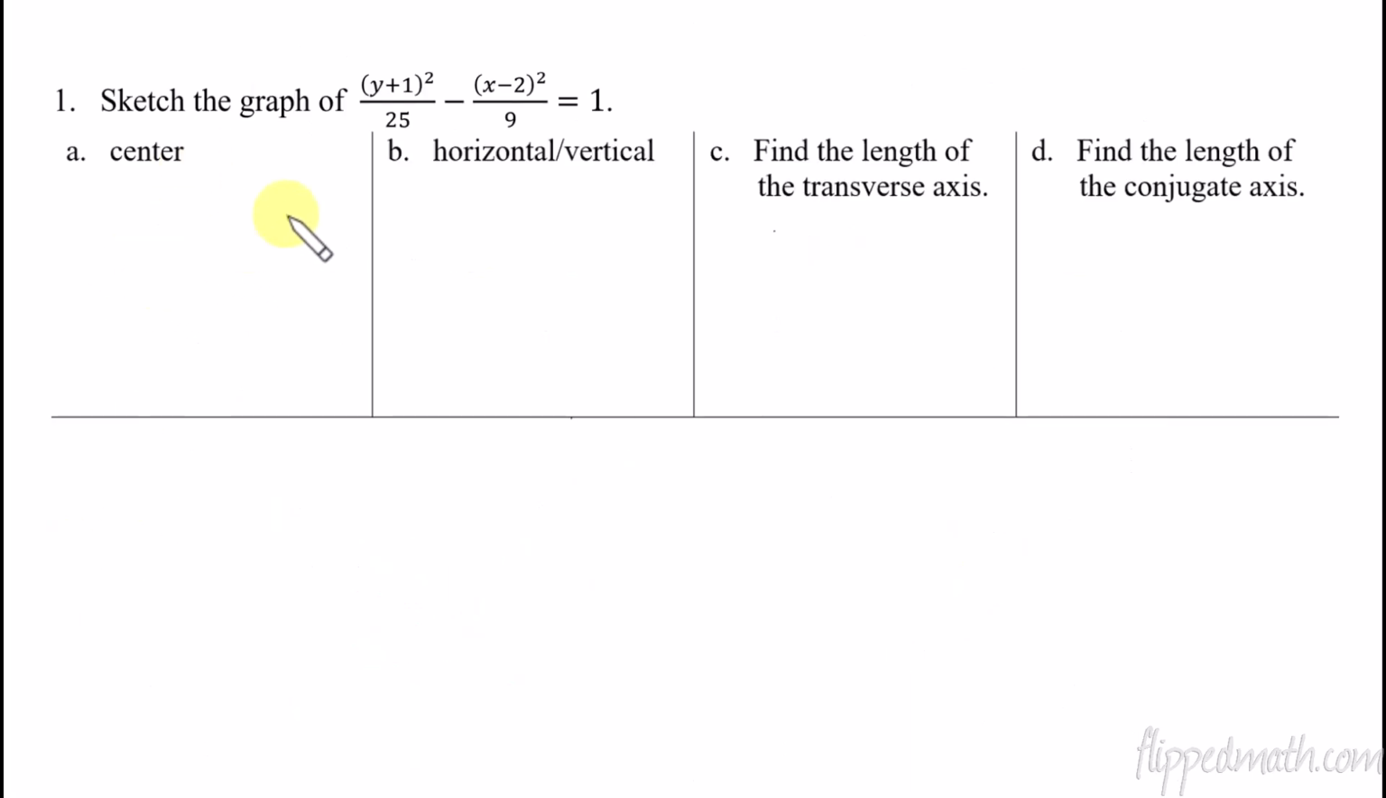First off, the center. The center is going to be at h comma k. Now remember, the h is always with the x. So in this case, it's going to be positive 2 and negative 1. So I get the opposite of that one, opposite of that one. Simple enough. There's my center.